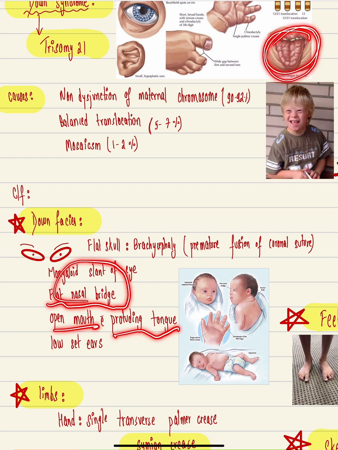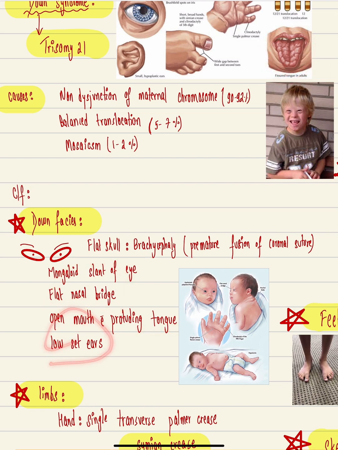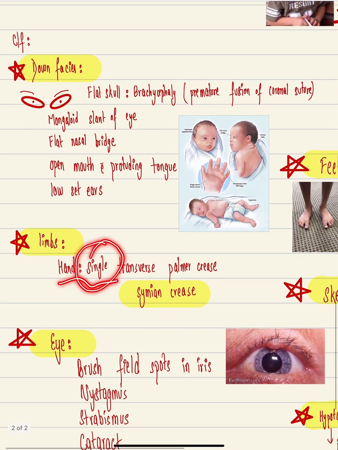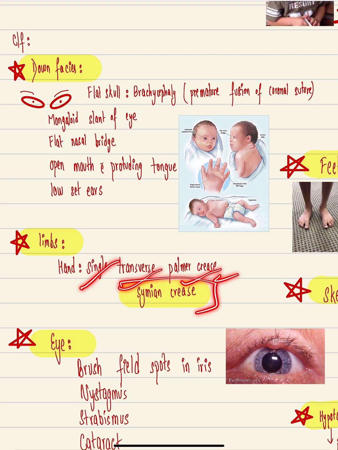We can see that here, open mouth with protruded tongue, low set ears. The ear will be so small. Where is it? Yeah, here it is. And in the limbs, we can see a single transverse palmar crease, which is also called a simian crease. Only one line. We normally have 2 to 3 lines, but in Down syndrome there will be only a single line in the palm.